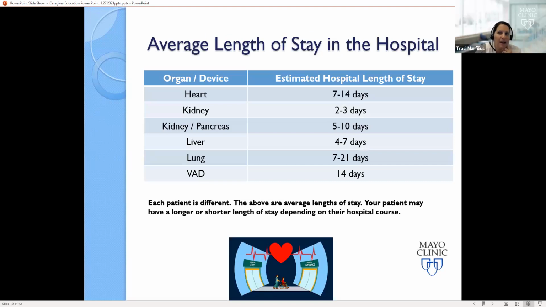How long am I going to be in the hospital for? Which is a generally good question. A heart is about 7 to 14 days, and a ventricular assist device is about 14 days. Kidney is about 2 to 3 days. Kidney pancreas is about 5 to 10 days. Liver is about 4 to 7 days. And a lung is about 7 to 21 days. These are considered average lengths of stay, and so the patient can certainly have a shorter or longer length of stay depending on their hospital course.